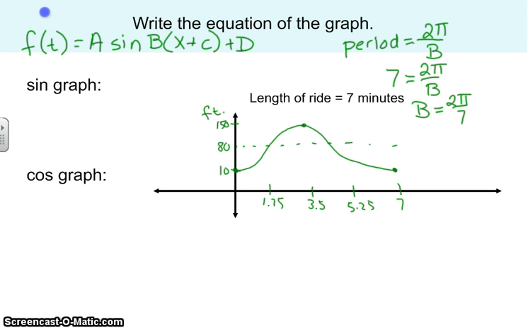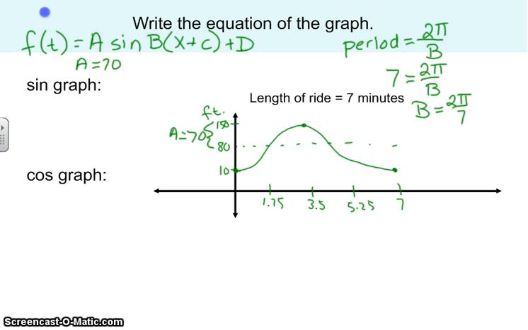Now, the other parameters are actually easier to find than that. A is going to be the amplitude, and remember, A is this distance between your midline and your maximum value or your minimum value, and that difference here is 70. So now I know that A is equal to 70, and I already have B. I need to know C.